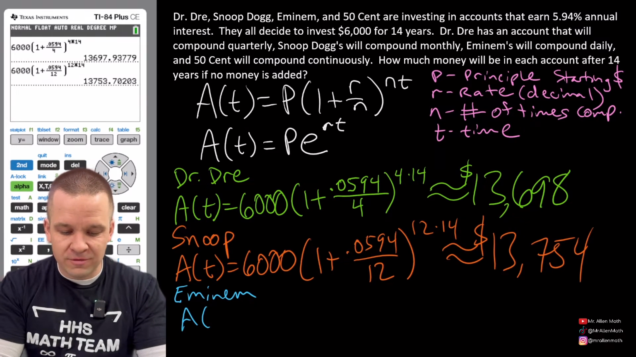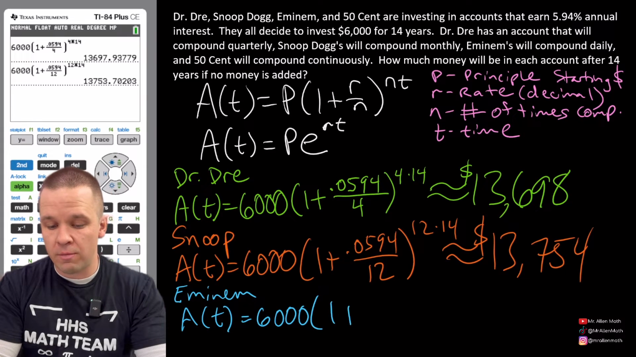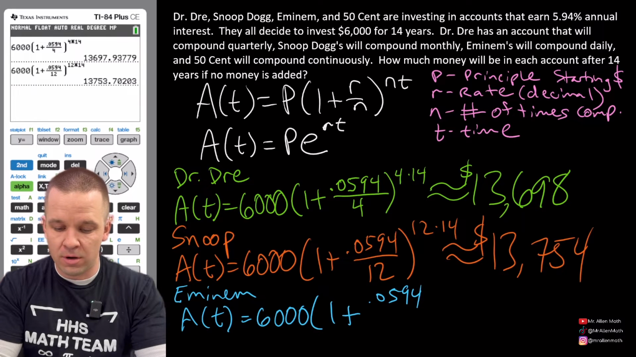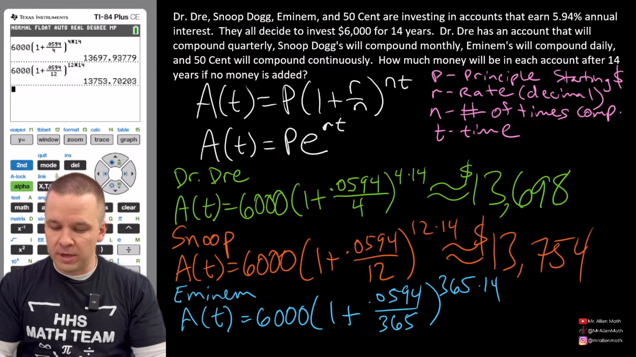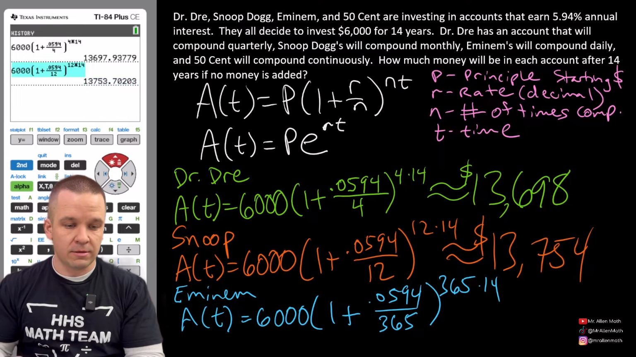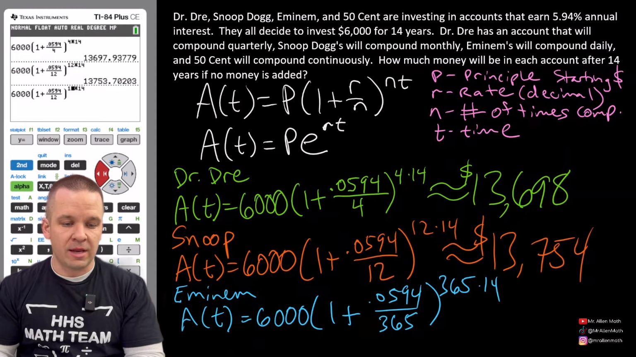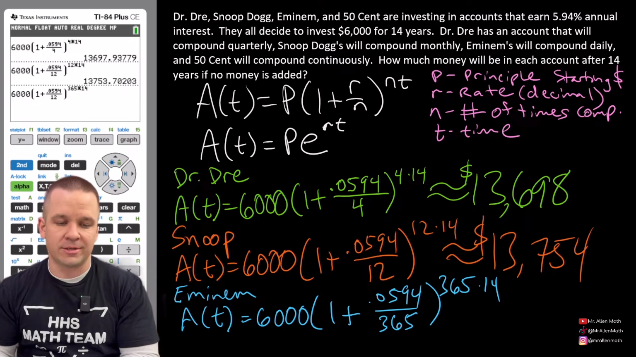All righty, we got A of T, fun fact, equals 6,000, and then we have 1 plus, same stuff, 0.0594, and then we have 365. 365 times 14. Lovely. So let's plug it all in. Just a lot of back and forth here with the calculator. I'm going to arrow up again, copy that bad boy down, and then if you wrote over this like 365, oh no, times 14, I just type it again, okay?